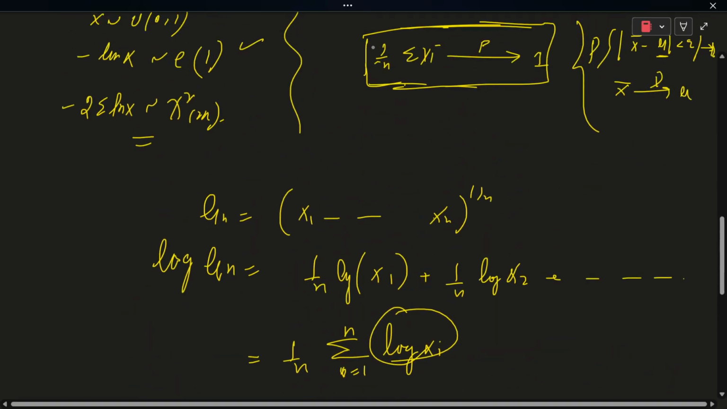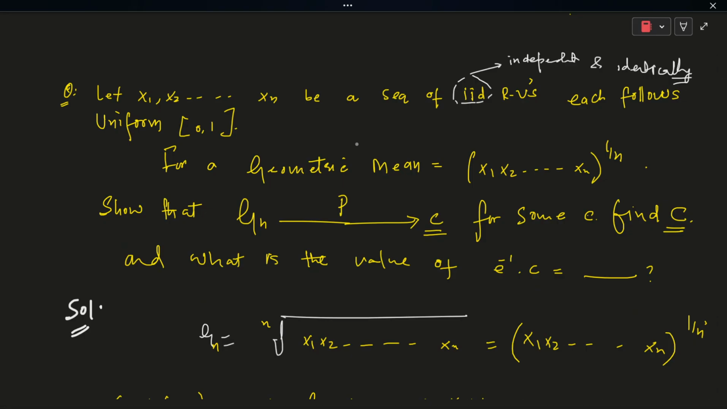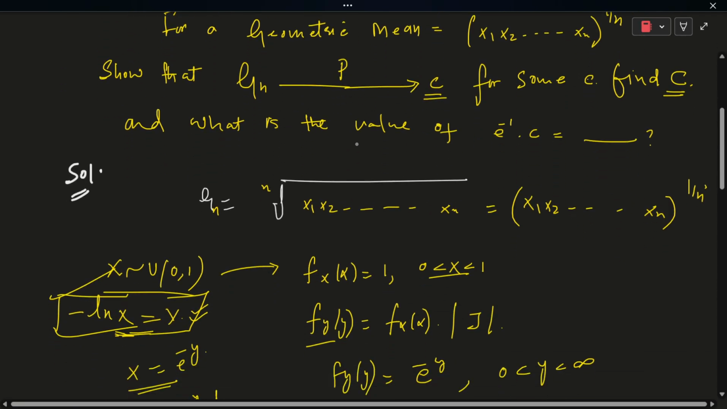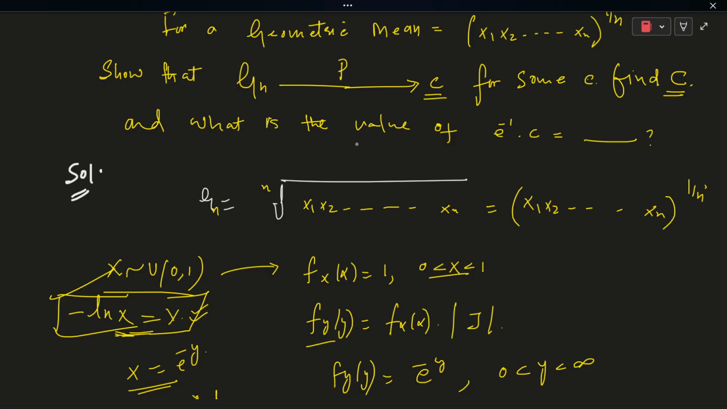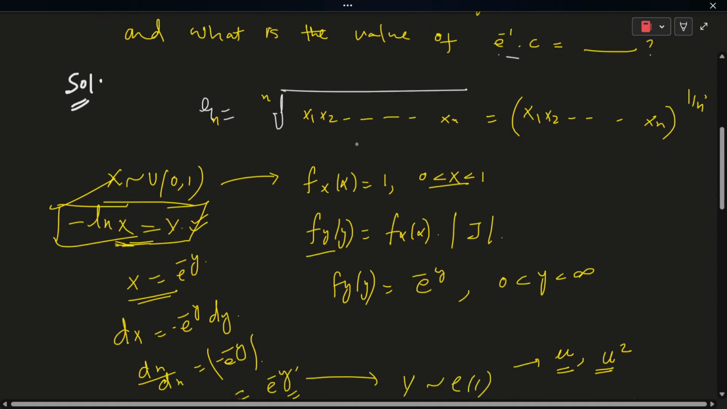So what I did in this question: we had a sequence which follows uniform 0,1, and then we have the geometric mean, that's this. तो हमें दिखाना है कि जो Gn है, geometric mean है, वो कन्वर्ज करेगा किसी c पॉइंट पे in probability, right, which is not a random variable. आपको पता ही है convergence in probability में एक सीक्वेंस नॉन रैंडम वेरिएबल पे ही कन्वर्ज करता है, and then we need to find the value of this. तो हमने क्या किया, हमने Gn को ऐसे लिख लिया, right?